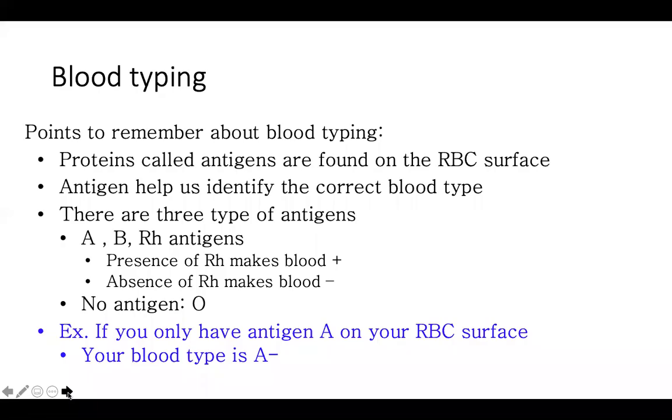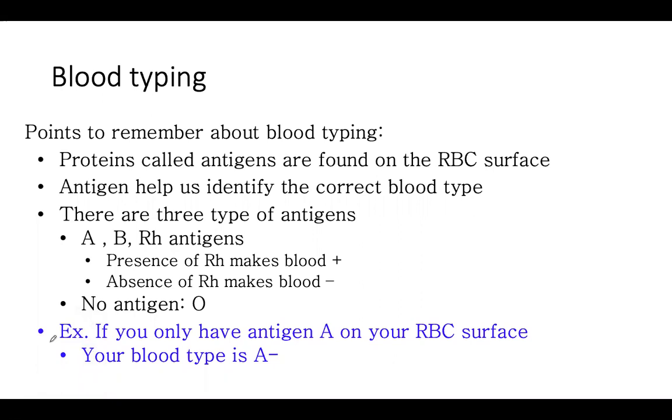So when we're looking at the blood typing concept, two words need to be your friends. One is the word antigen and the other one is antibodies. So let's just start by looking at antigens. Antigens are proteins that are found on the surface of your red blood cells, and they're extremely important because they're the ones that are going to help us identify our blood type.